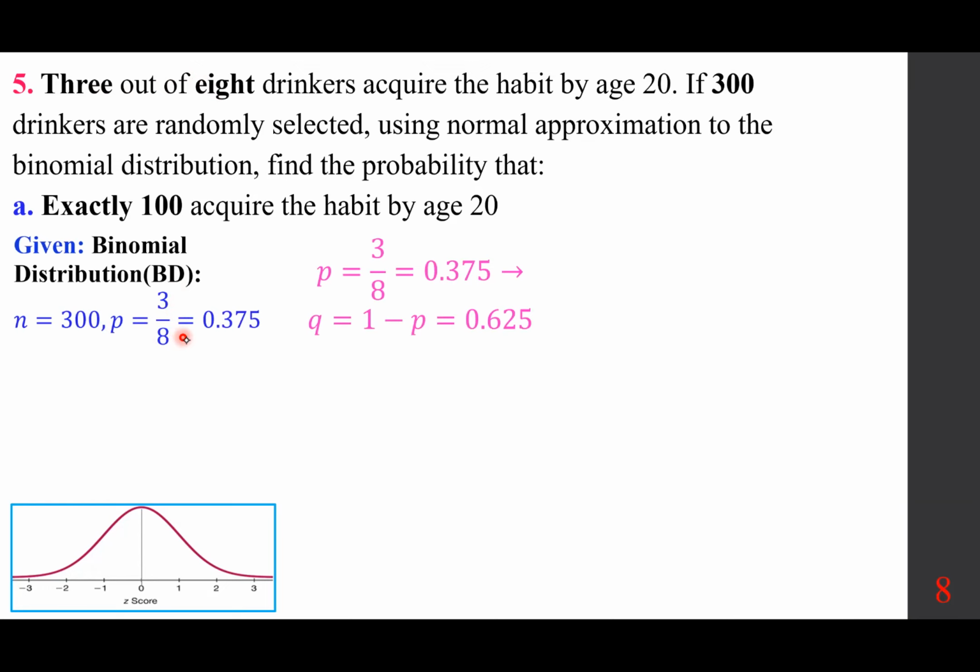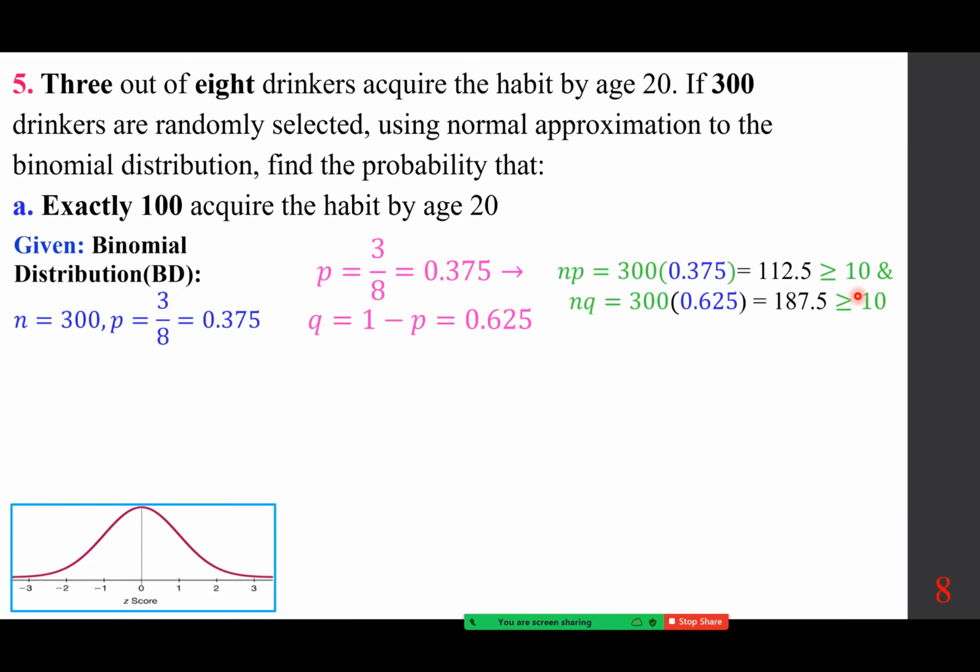We also have to calculate NP and NQ. We notice both of them are large. By that, we mean they are larger than 10. Therefore, we can use the normal approximation to the binomial distribution. For us to be able to do that, NP and NQ must be large. So what we are interested in is to find P of X equals 100. This is BD, short for binomial distribution.